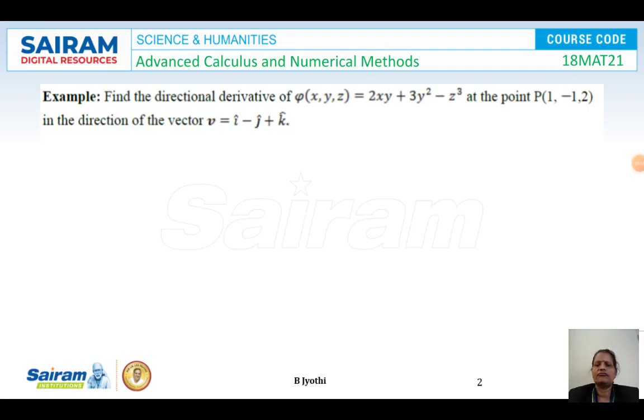First problem: find the directional derivative of phi of x, y, z equal to 2xy plus 3y square minus z cube at the point P (1, -1, 2) in the direction of the vector v equal to i minus j plus k.